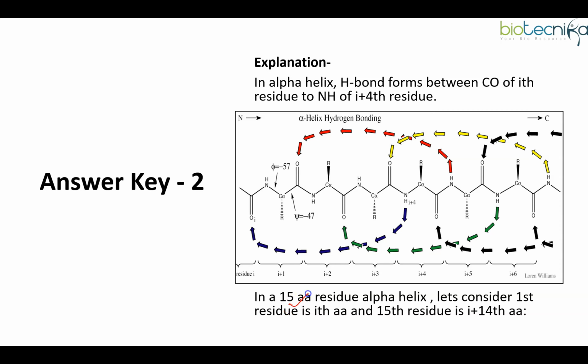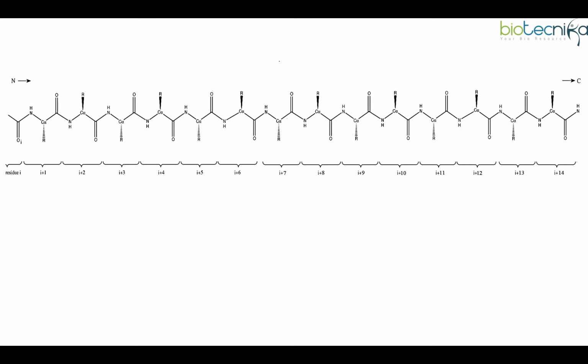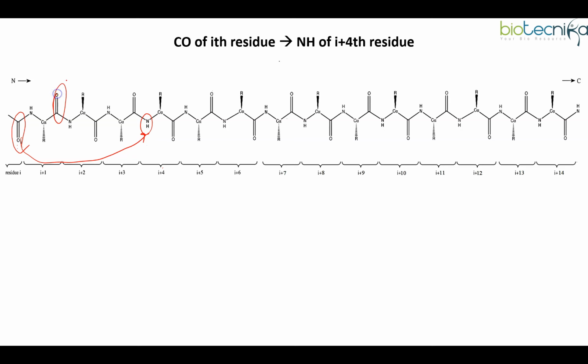Now if you have a 15 amino acid alpha helix structure, let's consider the first residue is the ith amino acid, and the 15th residue will not be I plus 15, it will be I plus 14, because we have considered 1 as the ith residue. So it will be the I plus 14th amino acid. This is the structure of that 15 amino acid residue, starting from the ith residue to I plus 14. If you draw all the CO and NH groups, starting from here, for example, this is the CO of I and this is the NH of I plus 4. So these will join together. Then the second one, this one will join with this one.